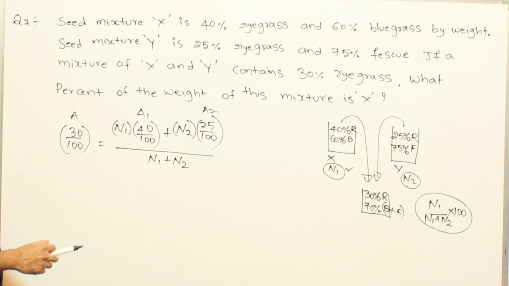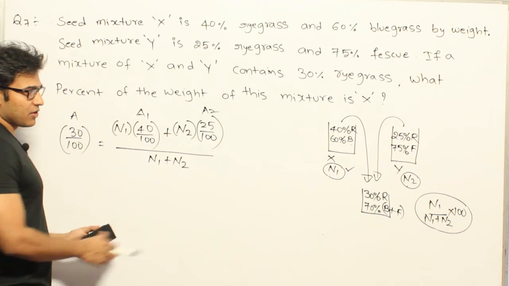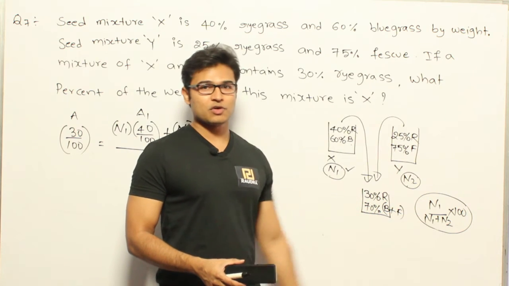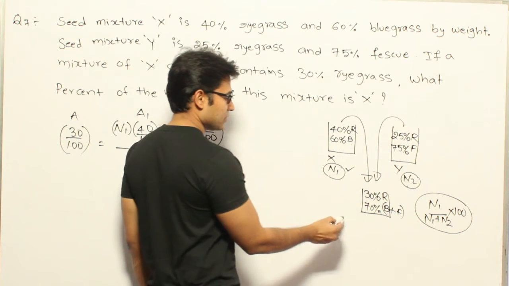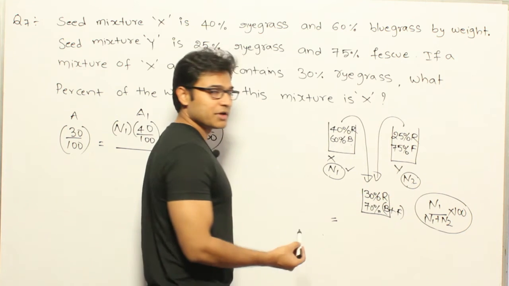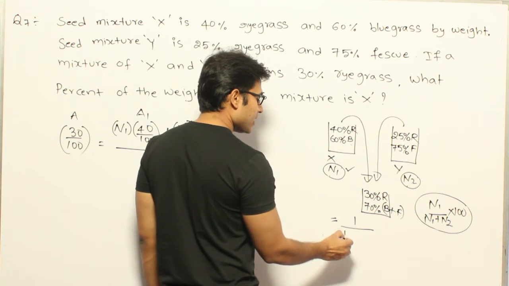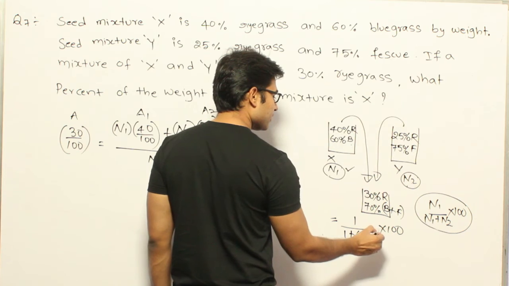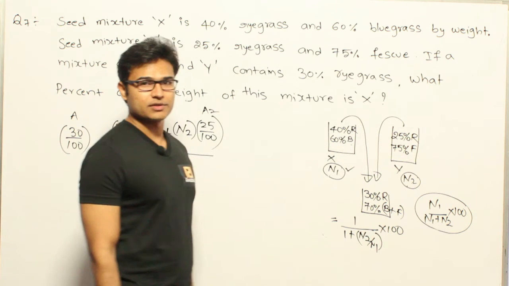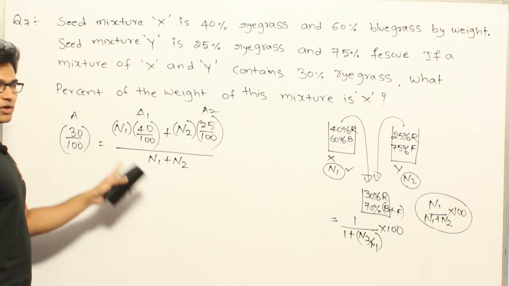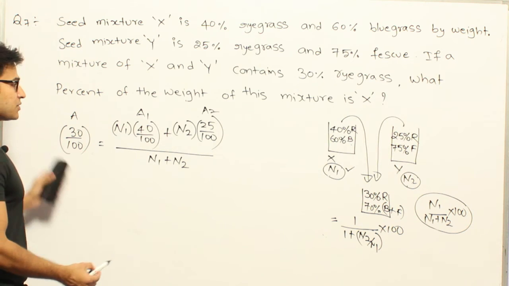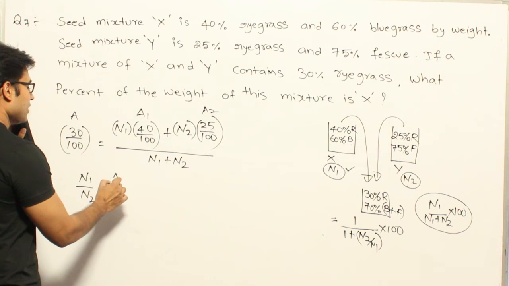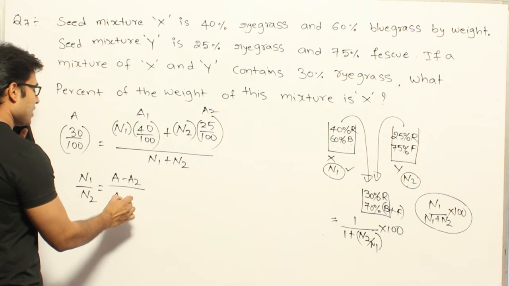Now you can directly solve it by applying cross multiplication, and in order to solve that you have to get the ratio of n1 is to n2. Just get the ratio of n1 is to n2. How to write this: divide numerator and denominator by n1, then what do I get? 1 divided by 1 plus n2 by n1, into 100, isn't it? Now if you can get the ratio of n2 by n1, you can solve it. You can get the ratio of n1 by n2 by just cross multiplying and arranging the terms. If you remember it, it is going to be n1 by n2 is equal to a minus a2 divided by a1 minus a.